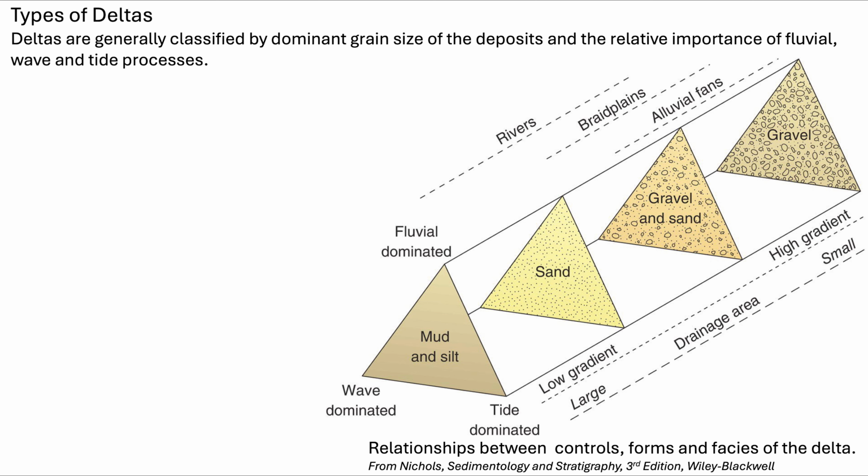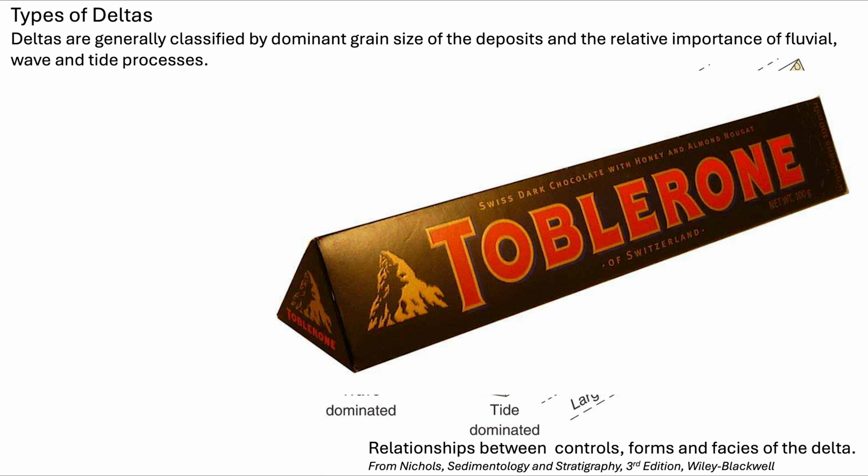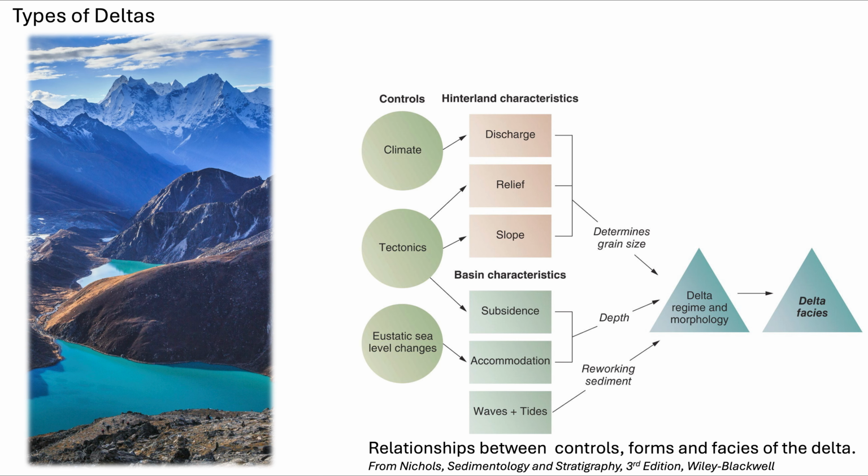Deltas are generally classified by dominant grain size of the deposits and the relative importance of fluvial, wave and tide processes. To characterize that, we use what's called the Toblerone plot. Sediment supply is determined by climate, influencing the weathering and erosion processes and discharge, while tectonic controls on the topography, particularly the gradient of the river, determine the grain size of the material carried.